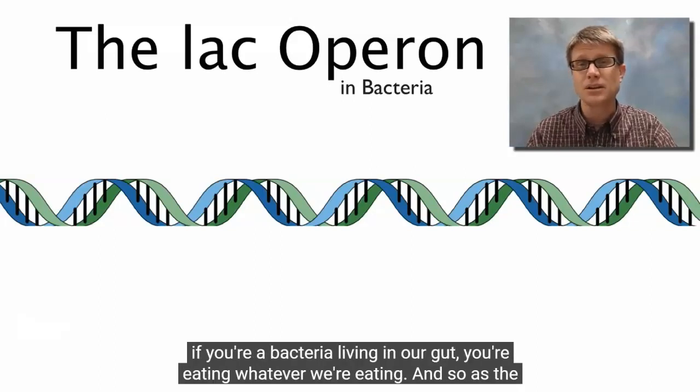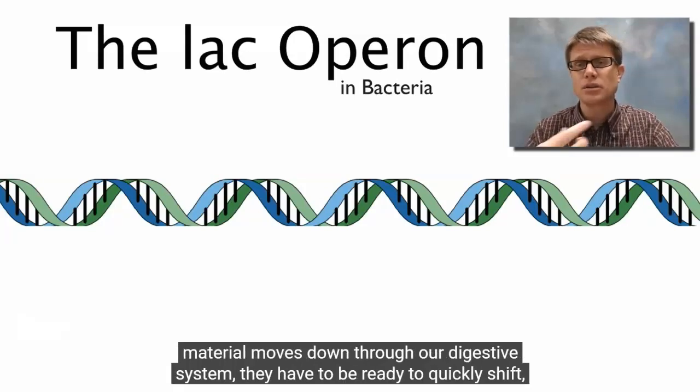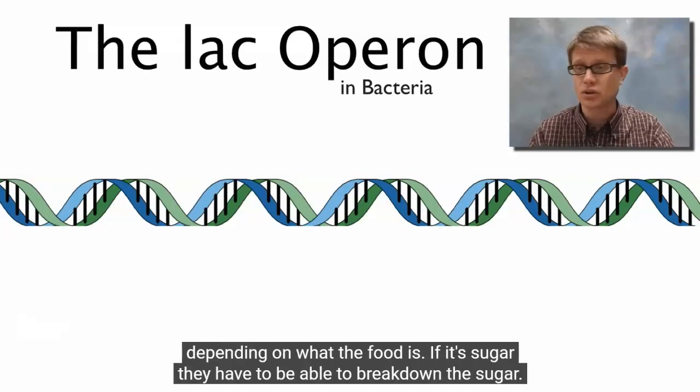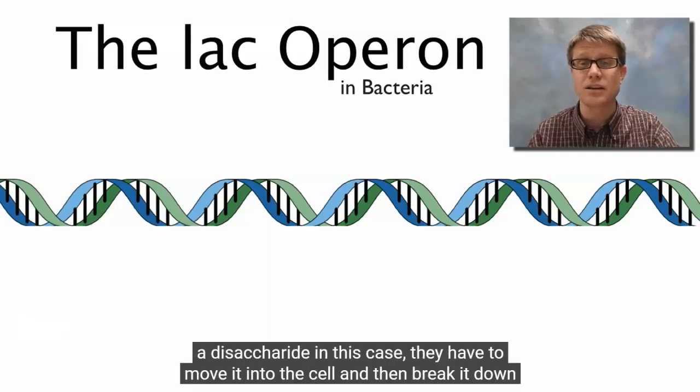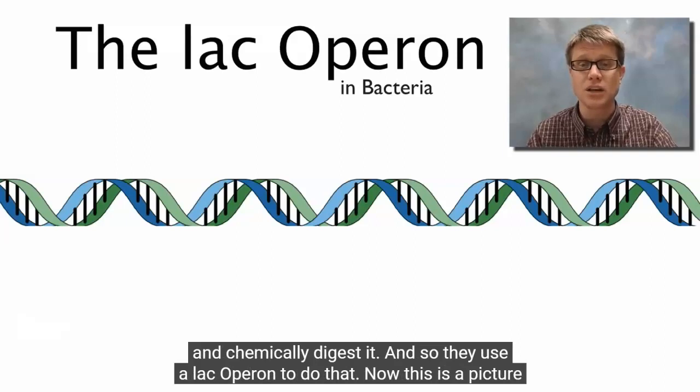And remember, if you're a bacteria living in our gut, you're eating whatever we're eating. As the material moves down through our digestive system, they have to be ready to quickly shift depending on what the food is. If it's sugar, they have to be able to break down the sugar. If it's proteins, they have to be able to break it down into amino acids. And if it's a disaccharide, in this case, they have to move it into the cell and then break it down and chemically digest it.